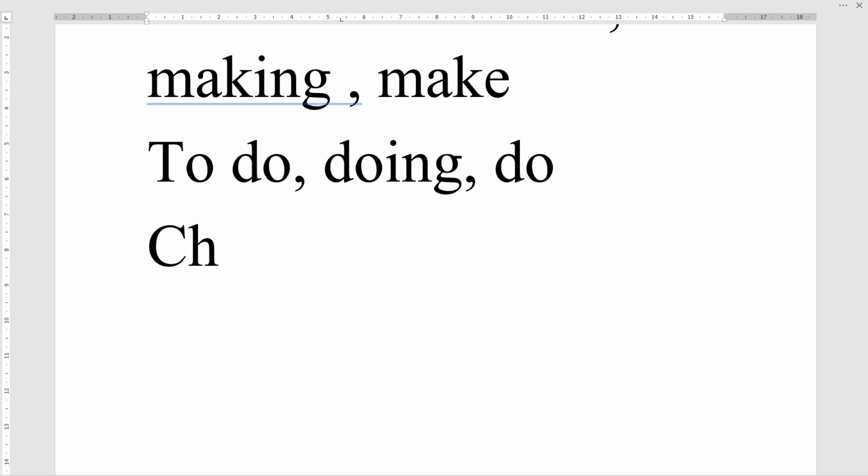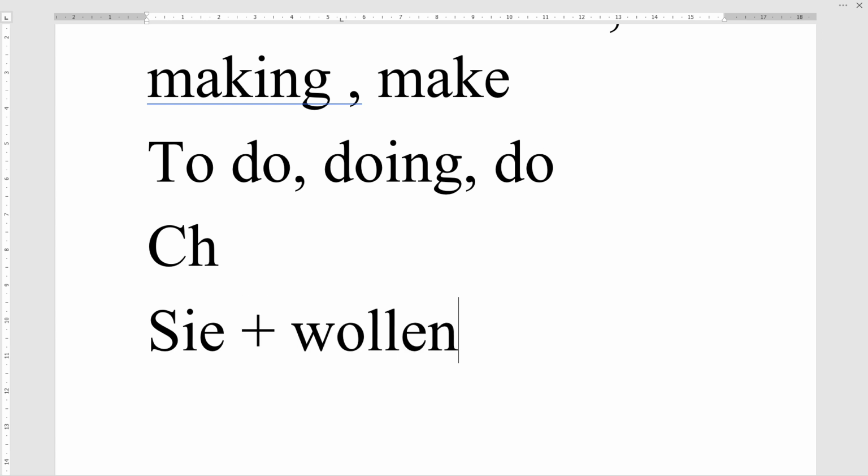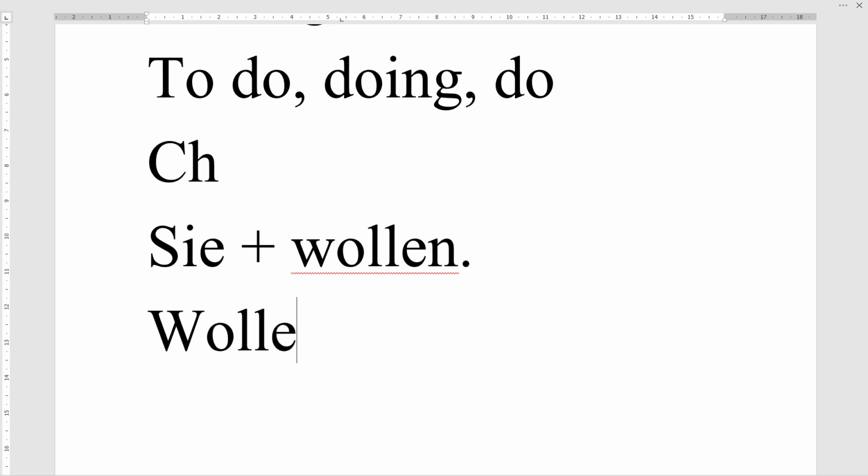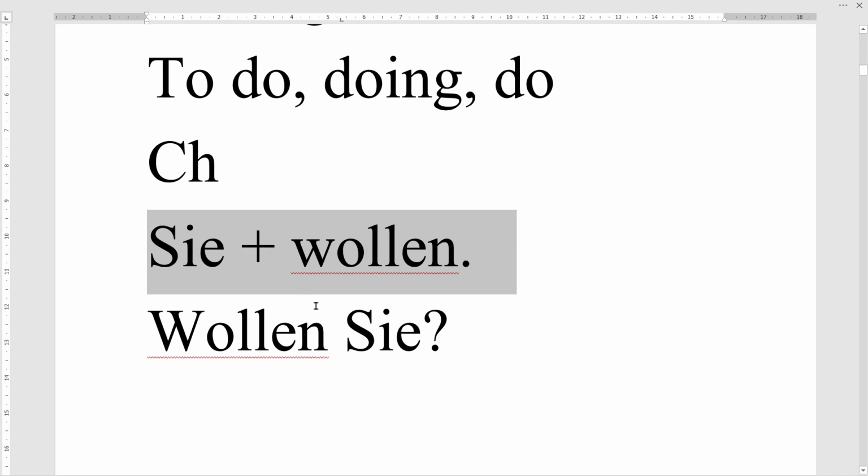Now remember that. This formal Sie is always combined with the infinitive form, which is wollen. The verb must be in its infinitive form. If you want to say you want in German, you would say Sie wollen. Sie wollen means you want. Now if I want to make a question out of this, the question would be the reversal of the subject and the verb. In this case we would say wollen Sie, which means do you want.